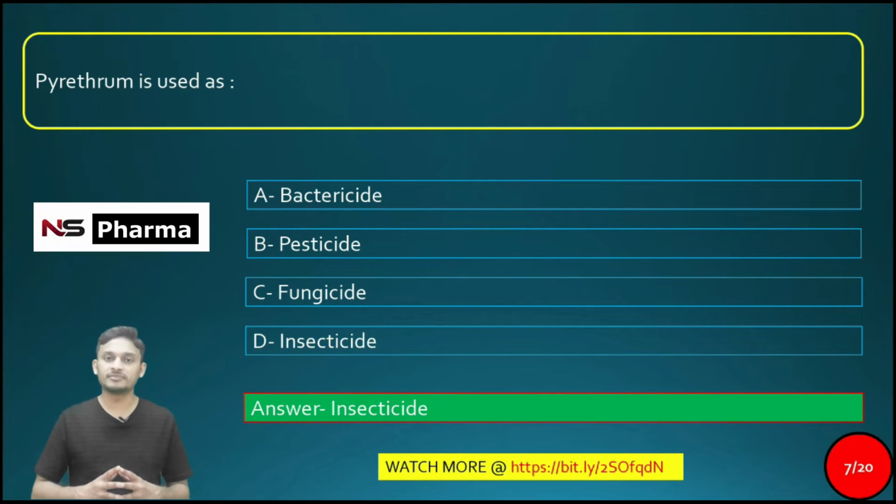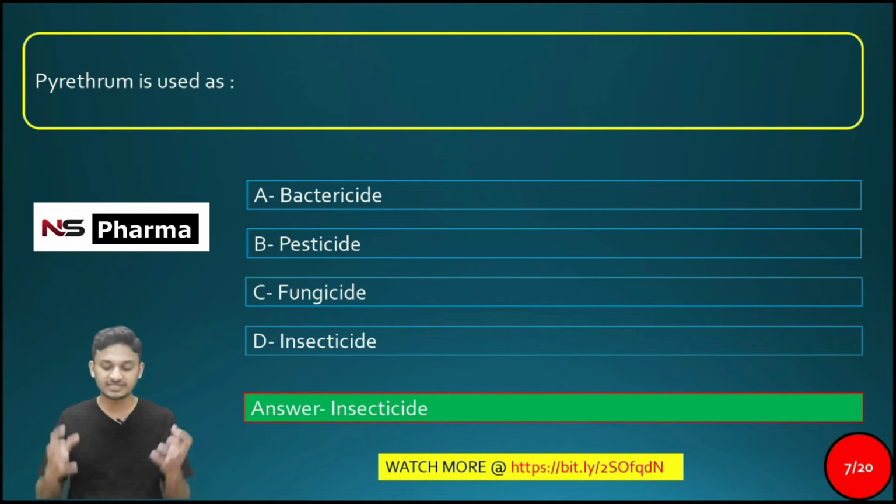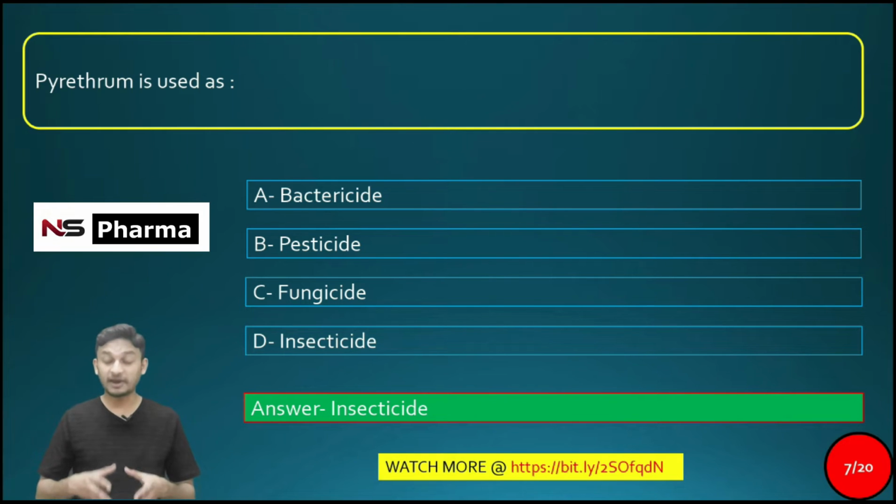Pyrethrum's synonym is insect flower. It is also called insect flower. So the use is insecticide. Many people apply this pyrethrum directly to the skin as an insecticide, particularly for mites and lice, to remove the lice and mites.